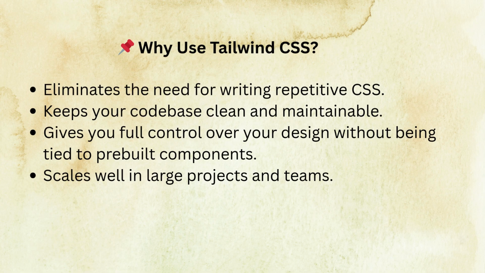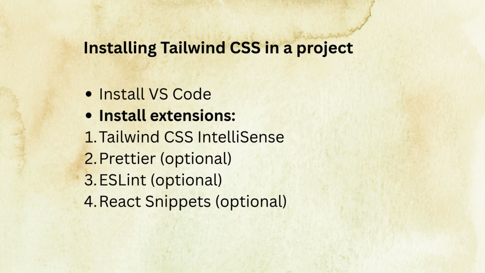Installing Tailwind CSS in a project. Prerequisites. Before we start installation, make sure you have VS Code installed, and the following extensions installed in VS Code: Tailwind CSS IntelliSense; Prettier, optional, for code formatting; ESLint, optional, for catching errors; React snippets, optional, for writing React faster.